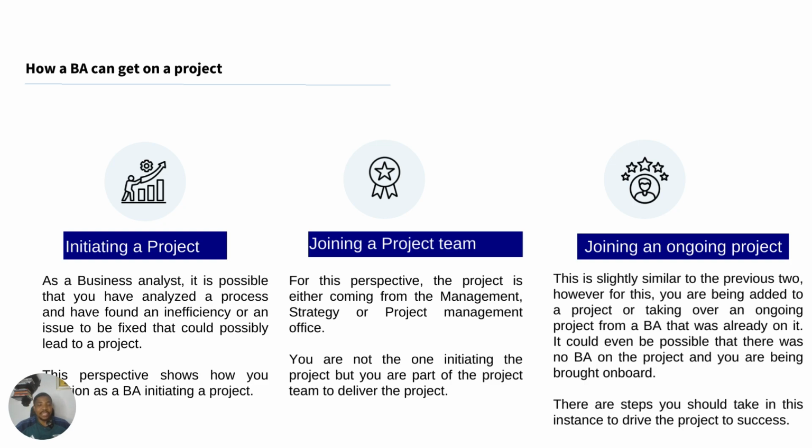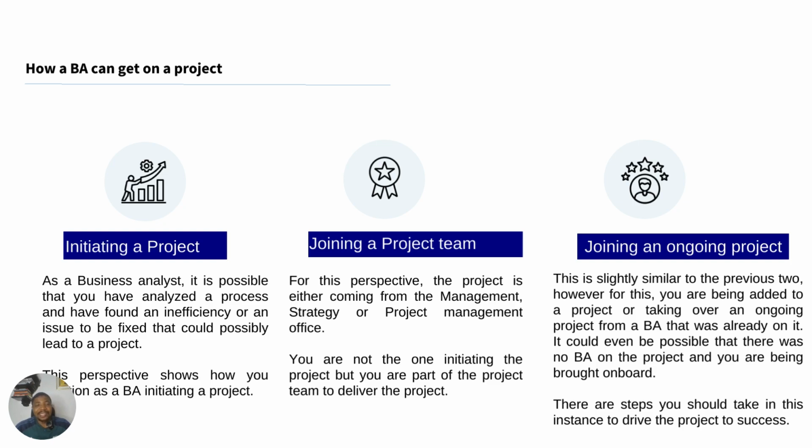Then finally, the third way you can get on a project is maybe there is an ongoing project that has started before now. You are not part of the project team and you're not the one that initiated it. But for some reason, maybe they needed more hands on the BA side of things and you are then brought on board to join an already existing project. What exactly do you do in this instance? Or a BA has left your organization and the ongoing project lacks a BA, and then you need to step in and fill the shoes of that BA, right? There are steps you should also take to drive the project to success.